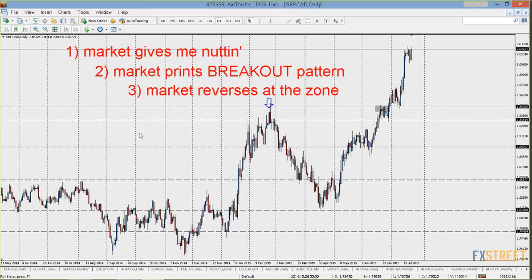Now, a pullback is kind of a mini reversal. A fake out is a fake breakout, so it's actually a reversal. You know, there are lots of subcategories of these three things, but basically the market's going to go to a zone and not show its hand, and then occasionally it will show that it's going to break out, and occasionally it will also show that it's going to reverse. Are there any questions about that? Does that make sense?